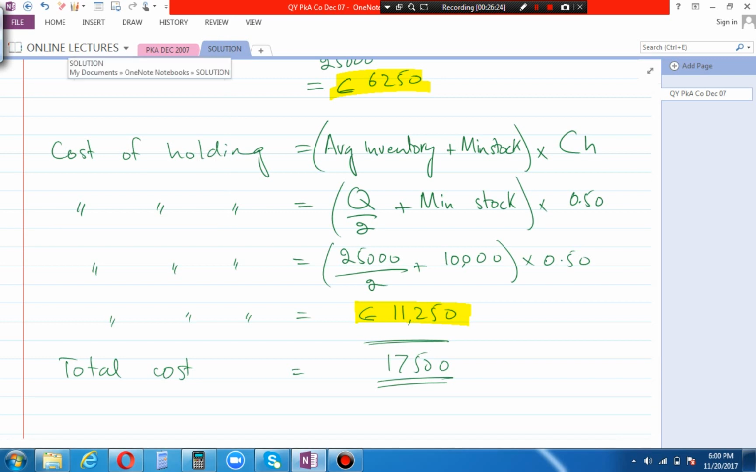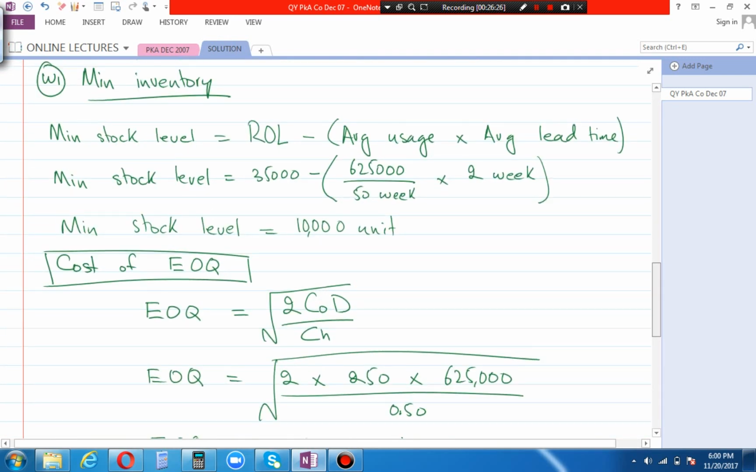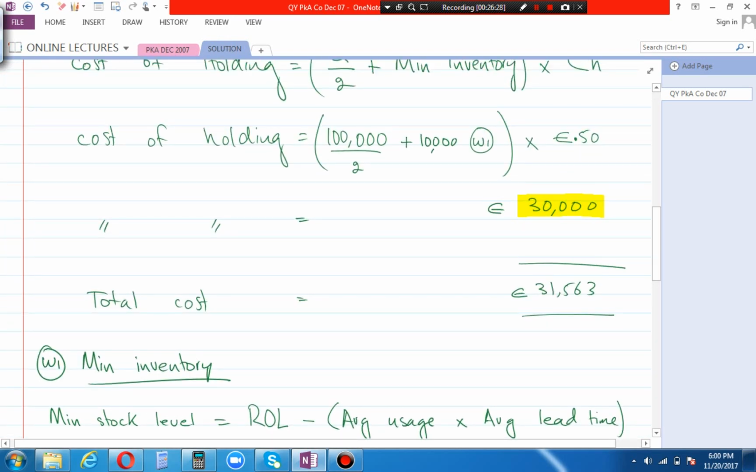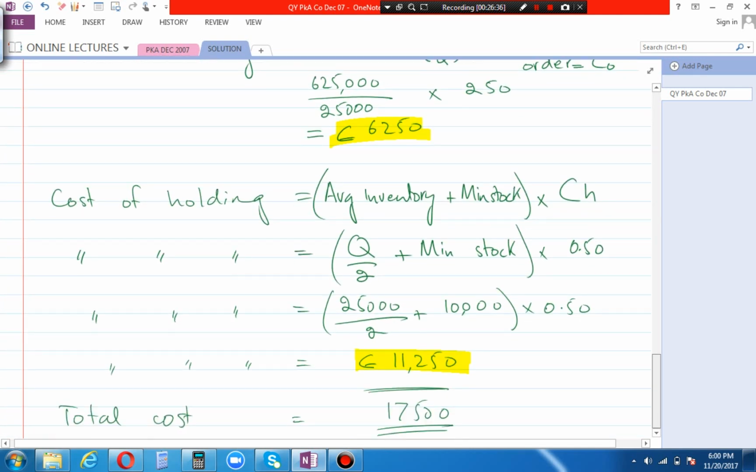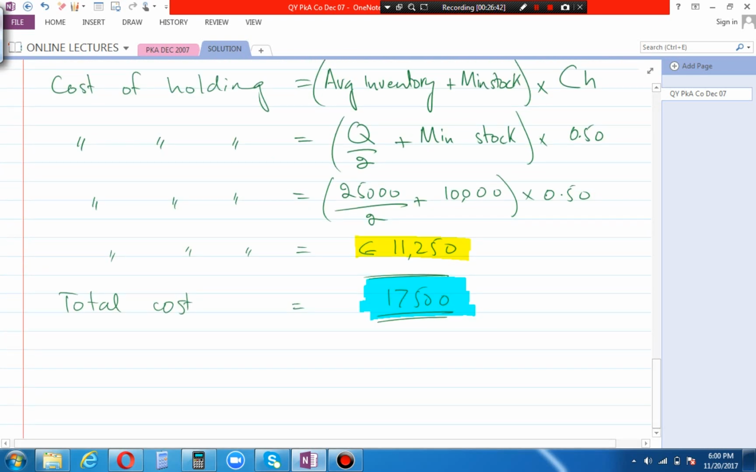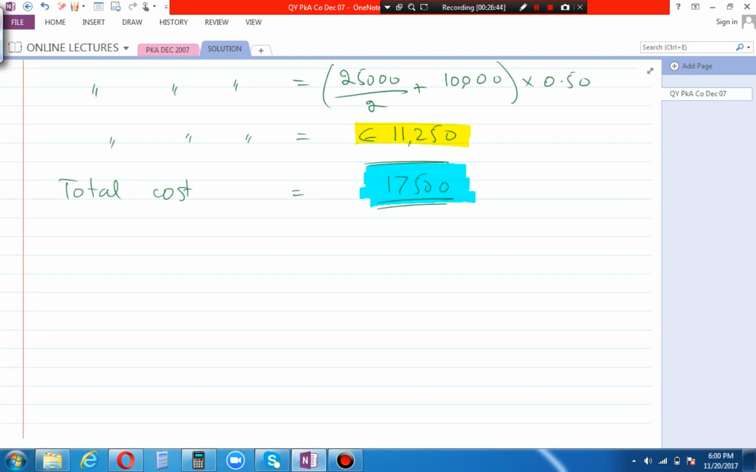Our previous policy, or our current policy, will cost us 31,563, and economic order quantity would cost us 17,500. So obviously economic order quantity is better, but this is not the question. The question said, what would be the saving?